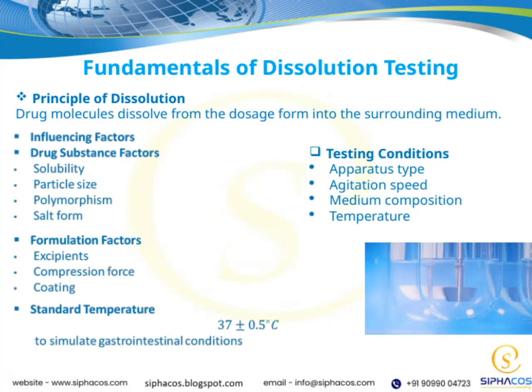Let's talk about the principle of dissolution, the process where drug molecules break away from their dosage form and enter the surrounding fluid. This step is crucial because it affects how the drug becomes available in the body. To study this, we use dissolution testing. It's not just about running a test. The conditions matter a lot. We carefully control the type of apparatus, how fast it stirs, what the medium is made of, and the temperature. Each factor plays a role in how accurately we can predict drug behavior.